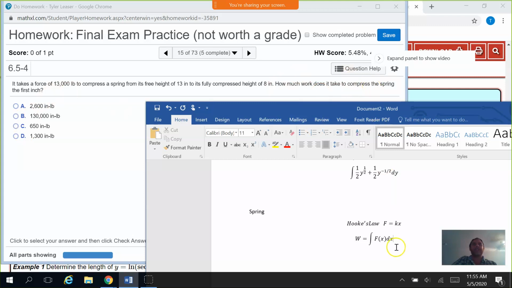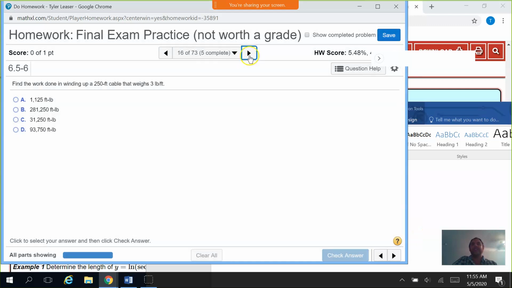So if you ever have a spring, these are your two formulas. First, find the spring constant. Once you have that, plug this kx in for the F and then integrate over it. Okay, let's get to more complicated stuff.